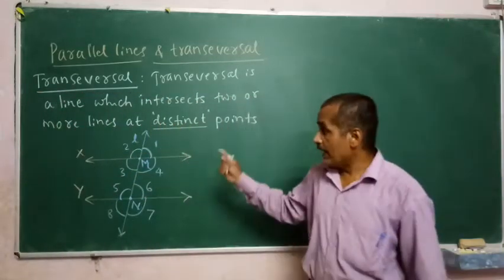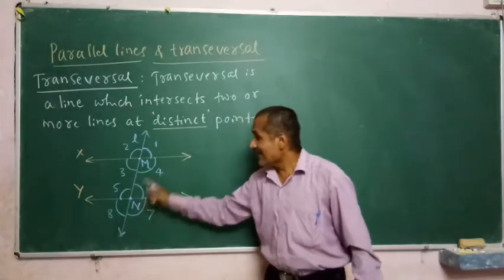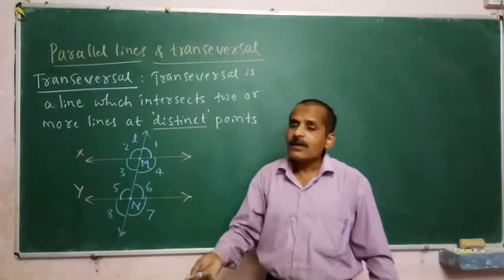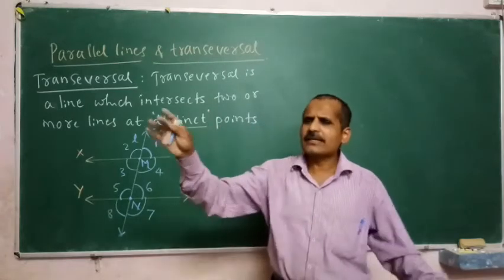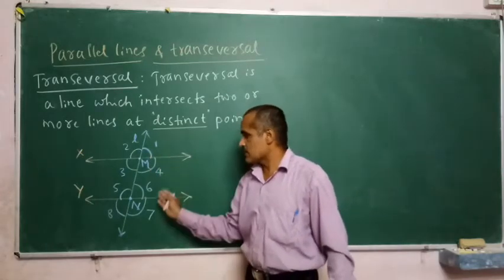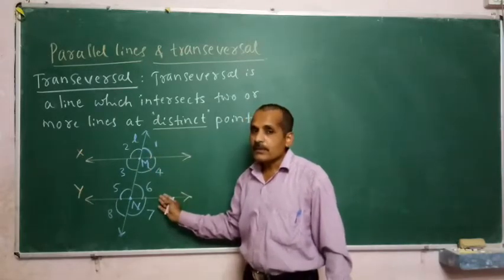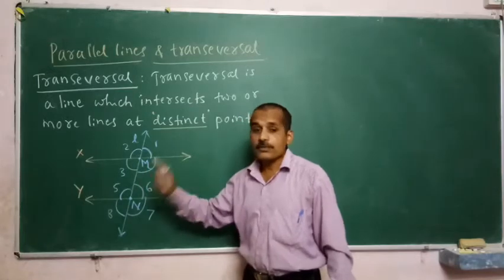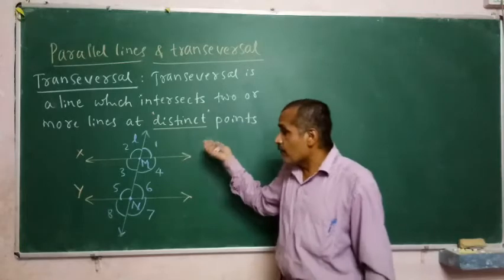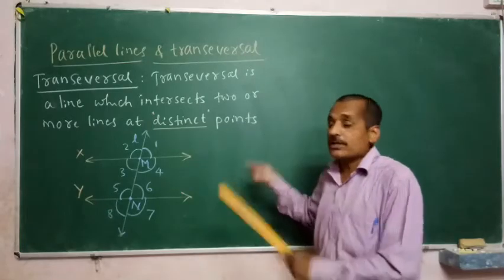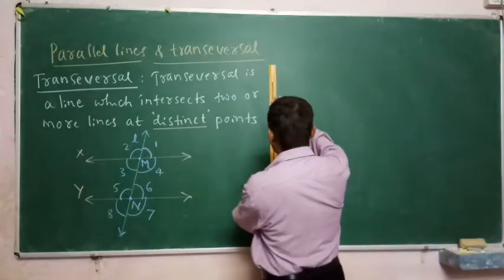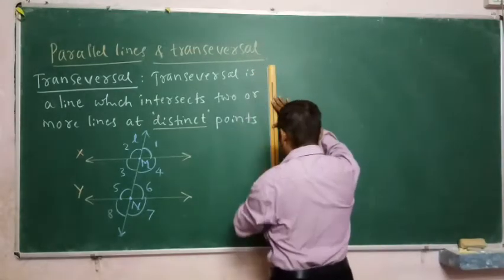When a transversal intersects two lines, they can be parallel lines or non-parallel lines, whatever the case may be. But I have taken the case of parallel lines. 8 angles are formed. Now let me tell you what the different types of angles formed are and how they are related to each other. Let me draw a table and I will explain it to you. What are the different types of angles?